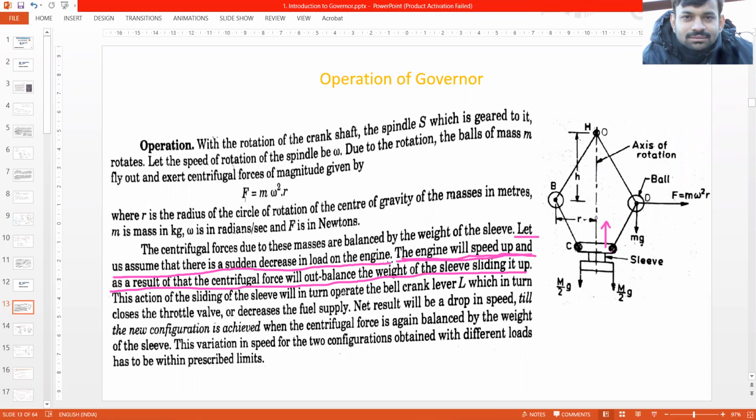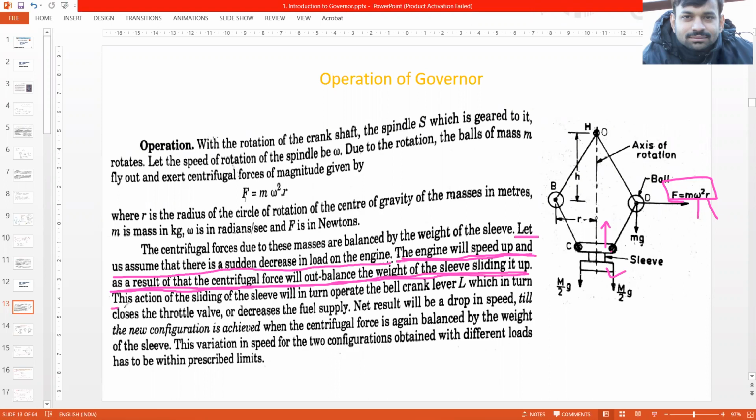Let's read this again. The engine will speed up, and as a result of that, the centrifugal force will outbalance the weight of the sleeve, sliding it up. Since the radius of rotation increased, this centrifugal force will lift the sleeve up, because this force value became greater. Why? Because r increased and omega increased. Two things are increasing, so the value of this force will increase, which will outbalance the weight of the sleeve up to some point. So as a result, the sleeve has to slide up.